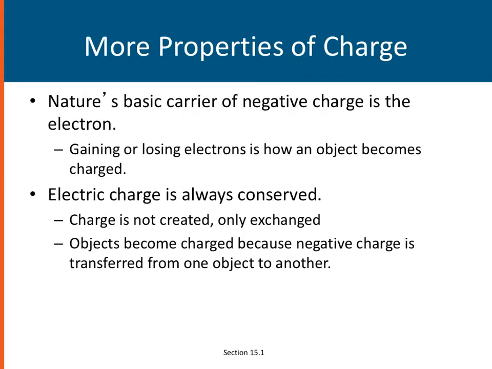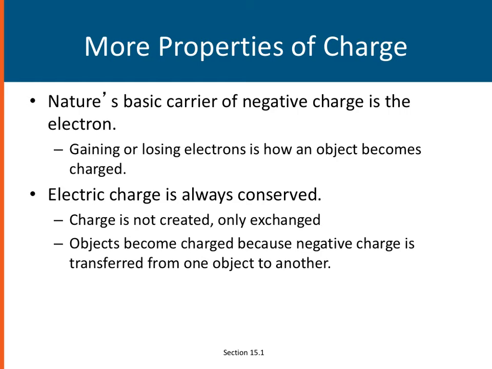Negative charge, I think you could have guessed it, is held by the electron. So gaining or losing electrons is how an object becomes charged. Electric charge is always conserved, so you can't create new charge and you can't lose charge. So it only has to be exchanged. So if one object receives 2 electrons, then that means that some other object lost 2 electrons.